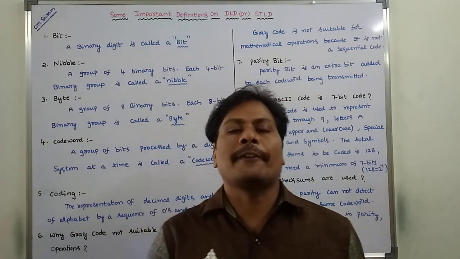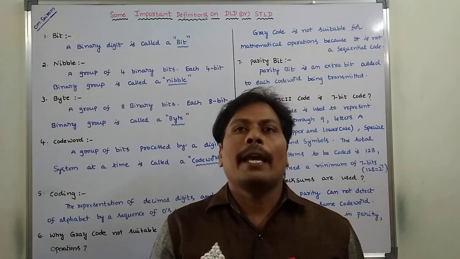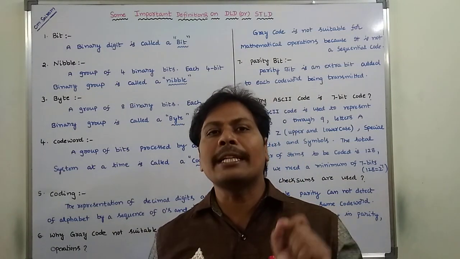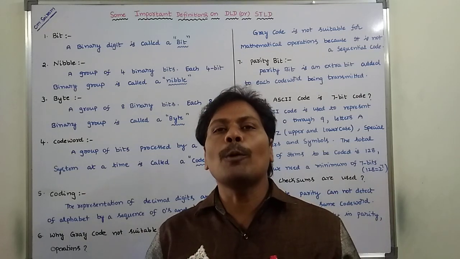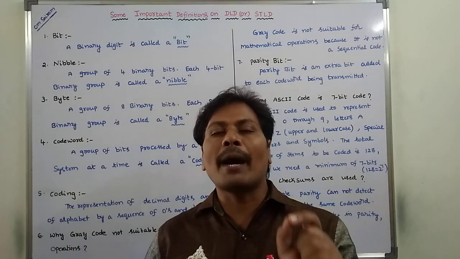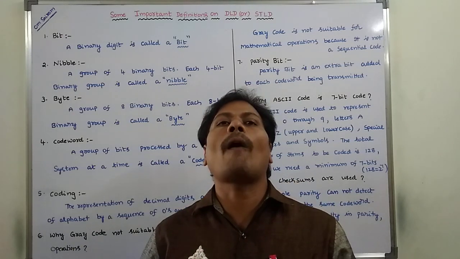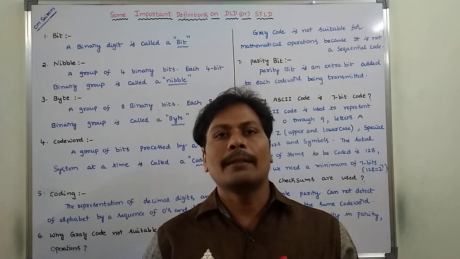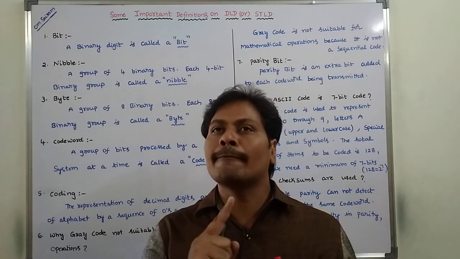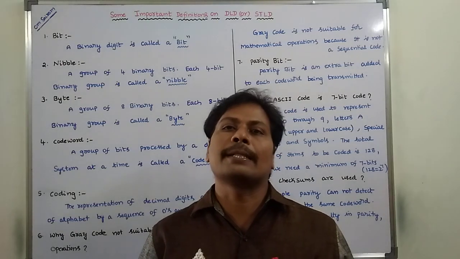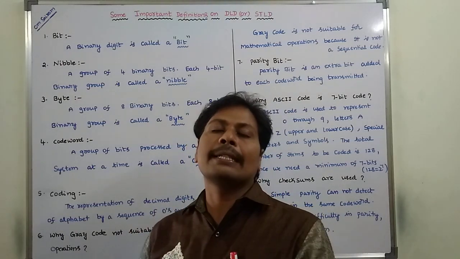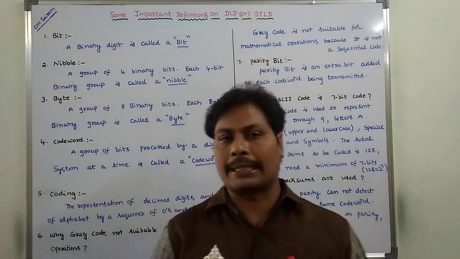Before going to the definition, first of all, a binary number system consists of two digits. One is 0 and another one is 1. Each binary digit is called a bit. So according to that, 0 is one bit and 1 is another bit. Hence we can say that each binary digit is called a bit.